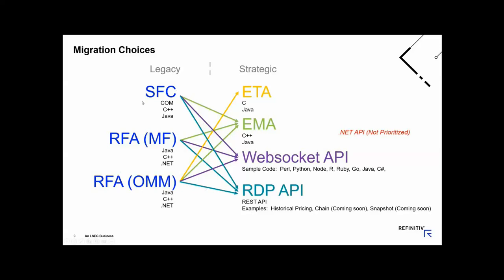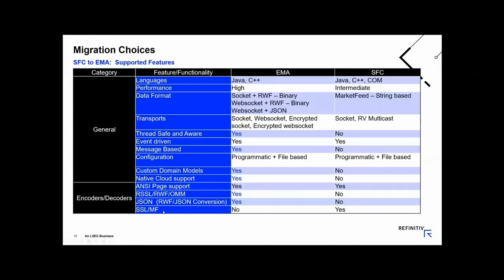Within the rest of the presentation, we'd like to focus on a couple of different choices. So we will talk through the SFC to EMA migrations and RFA to EMA as well. And if you'd like to see any further discussions or any other offshoots of this, please feel free to add some comments or questions into the chat here, and definitely reach out to us. So over to you, Umar.